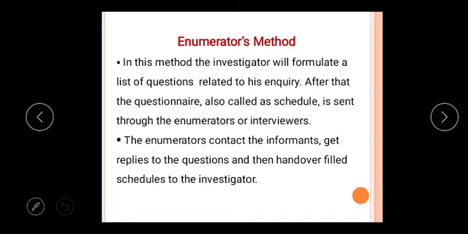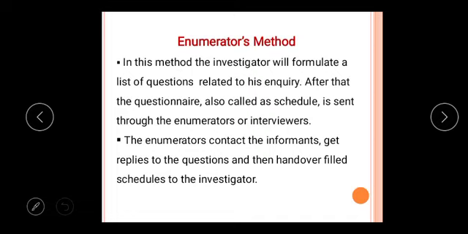Who are enumerators? Enumerators are the persons who help the investigators in collecting the data. They are given proper training to fill the schedules and put the questions appropriately to the informants in order to obtain the desired information. The enumerators contact the informants, get replies to the questions, and then hand over filled schedules to the investigator.